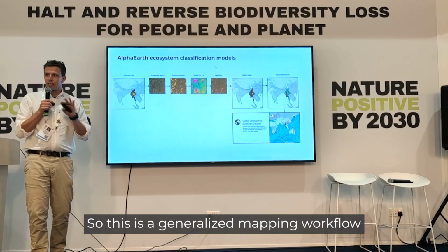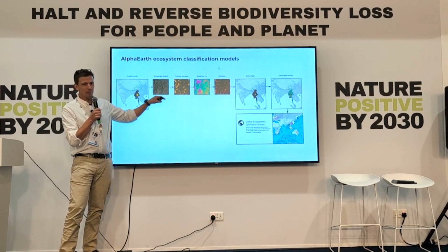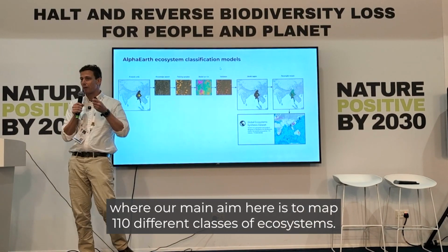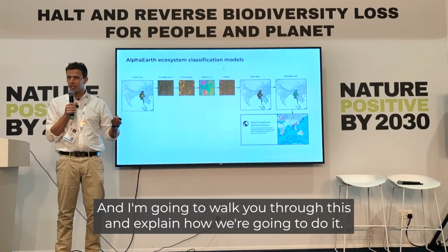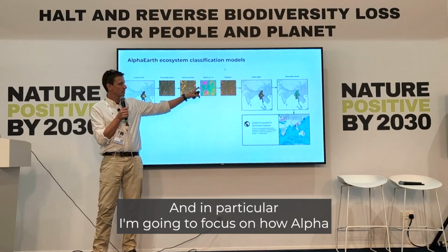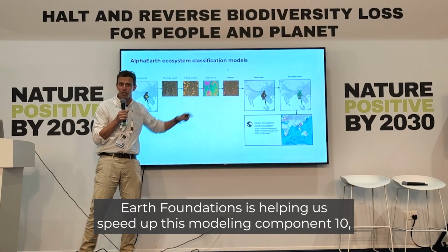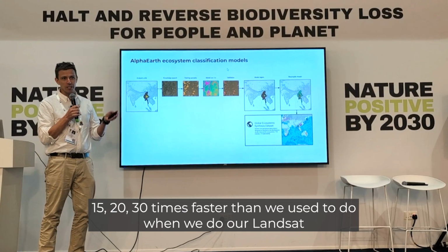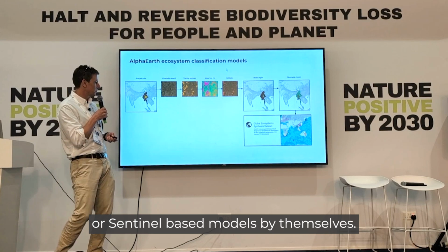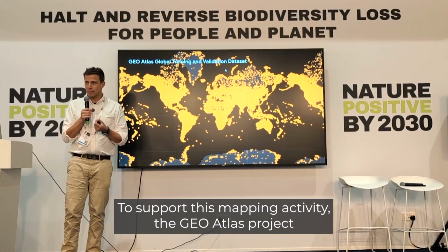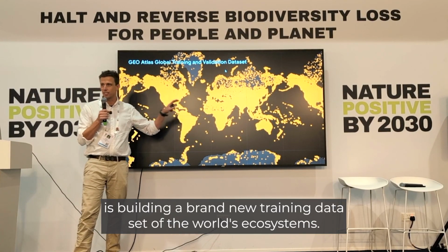So this is a generalized mapping workflow for supervised classification of land cover, where our main aim here is to map 110 different classes of ecosystems. And I'm going to walk you through this and explain how we're going to do it. And in particular, I'm going to focus on how Alpha Earth Foundations is helping us speed up this modeling component 10, 15, 20, 30 times faster than we used to do when we do our Landsat or Sentinel-based models by themselves.